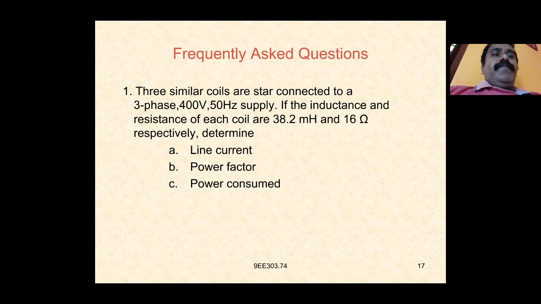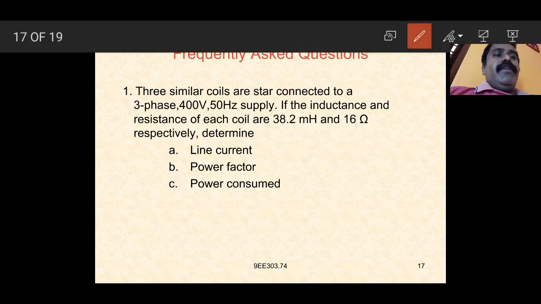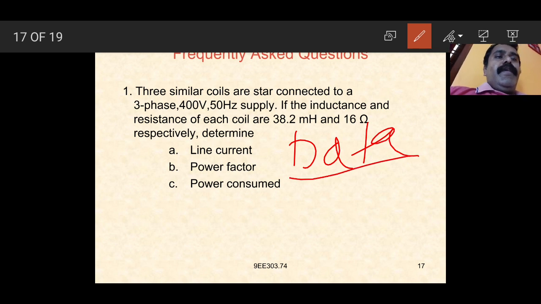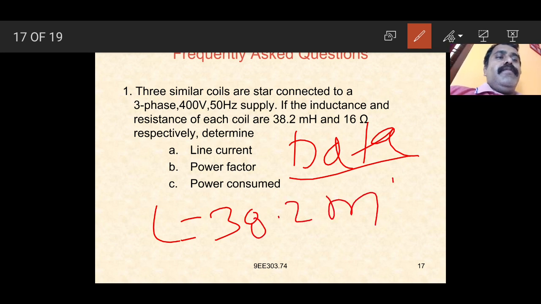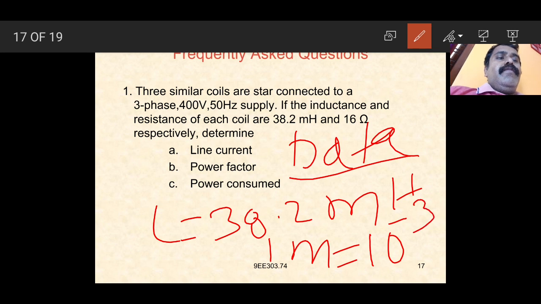So the given data we have to write. The data given are L is equal to 38.2 millihenries. 1 milli is equal to 10 to the power of minus 3 henries. Again given R is equal to 16 ohms.